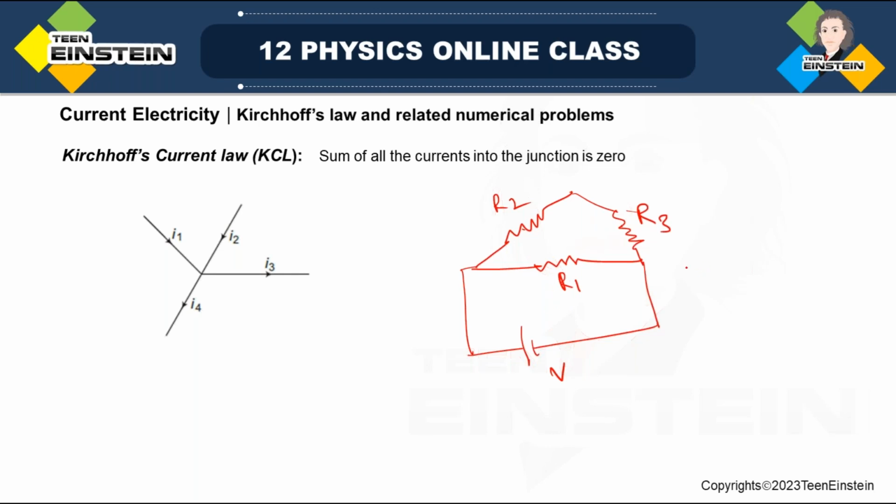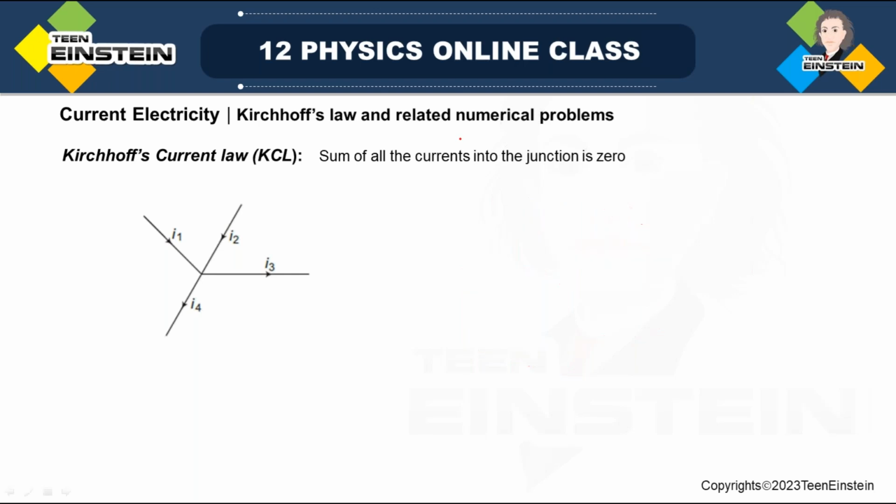Again, I may have a very complicated circuit where I may not be able to find out the equivalent resistance of the circuit, or which one is parallel and which one is series. In those cases, we use Kirchhoff's law to find out current and voltage drop across a certain branch. So Kirchhoff's law is important to analyze complicated electrical networks or electric circuits.